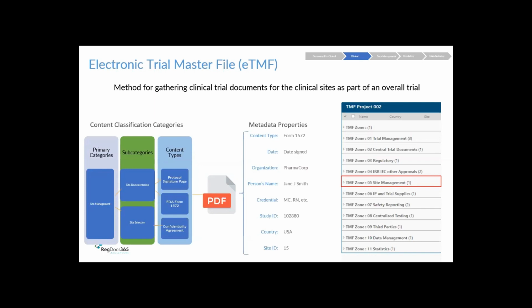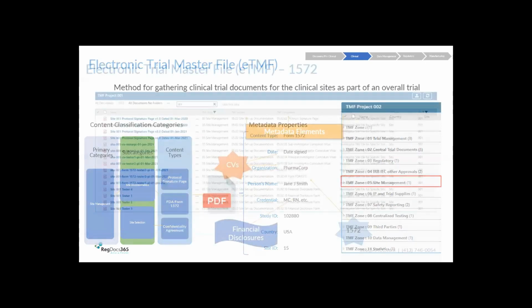Is it for site management? Is it site documentation versus site selection? Is it content types? Is it protocol signature page? Is it a 1572 or is it a confidentiality agreement? All those are then PDF. The FDA wants everything in PDF format, so it doesn't have to worry about having the applications to actually open any of these. And then you've got properties tied to that once it goes into a PDF that have the names on it, has the organization, what type of document it's going to be, who the credentials are, the study IDs, all the different things that they're going to want to look at. And then all of that will get put into that TMF reference model.